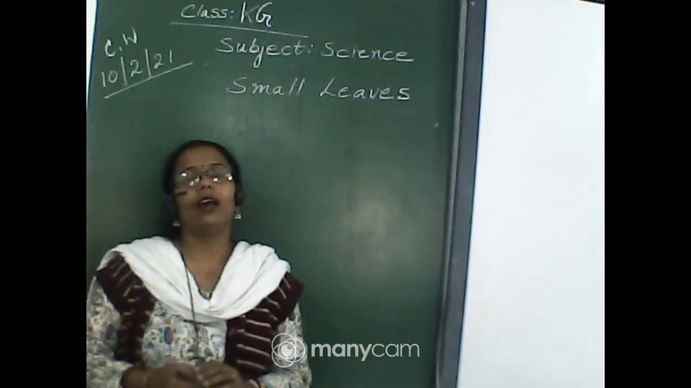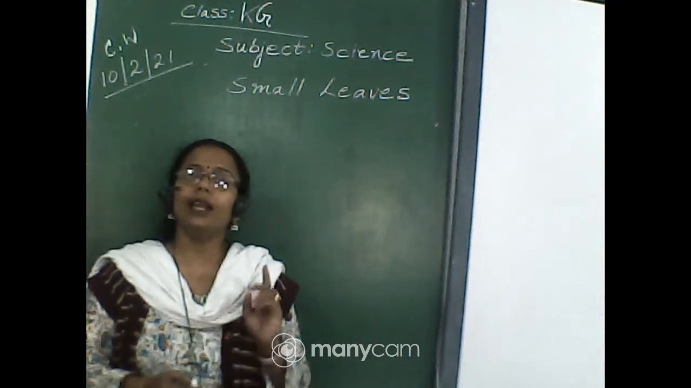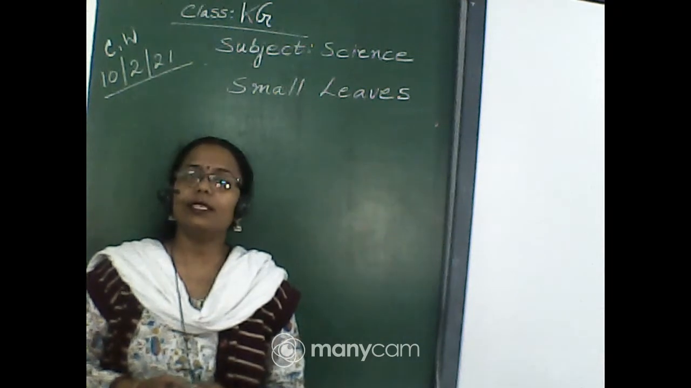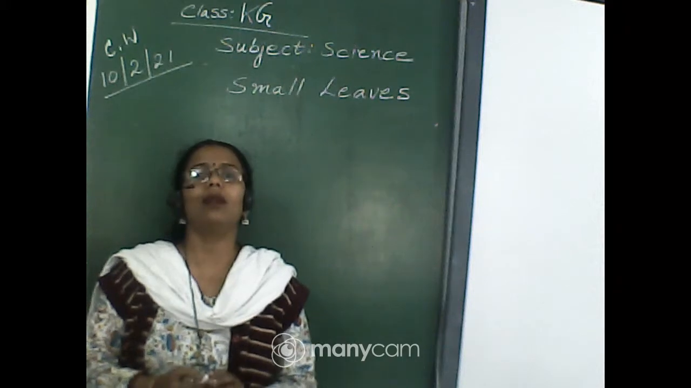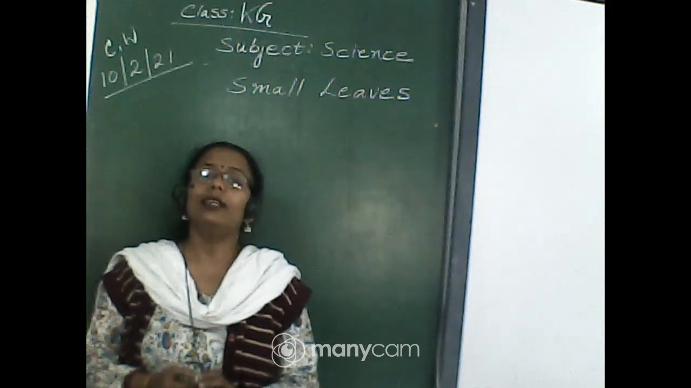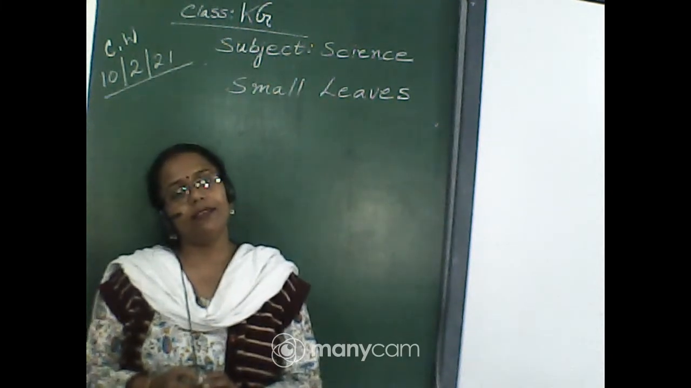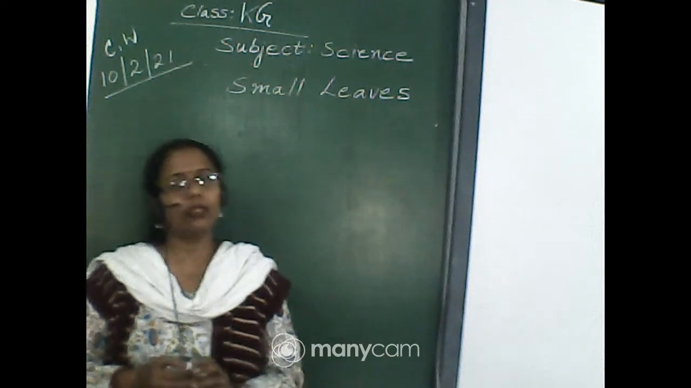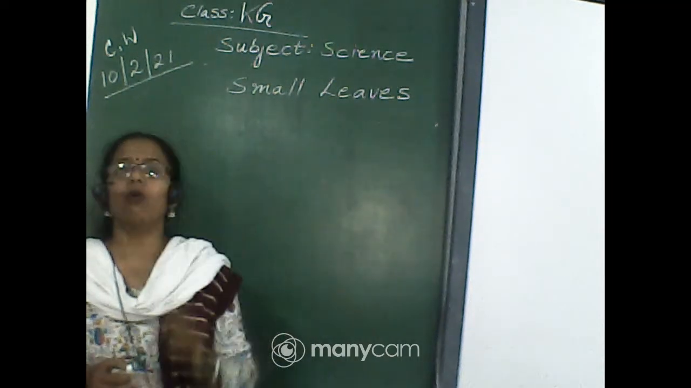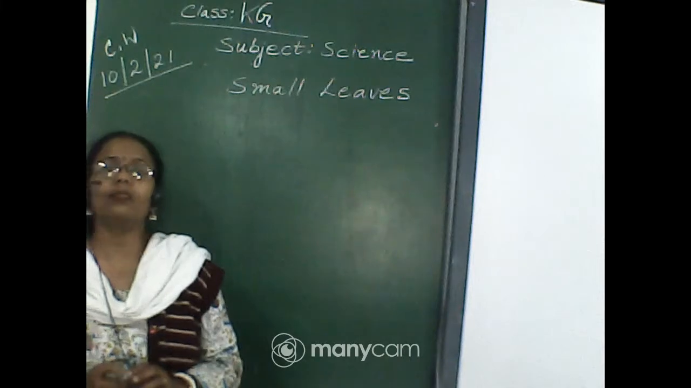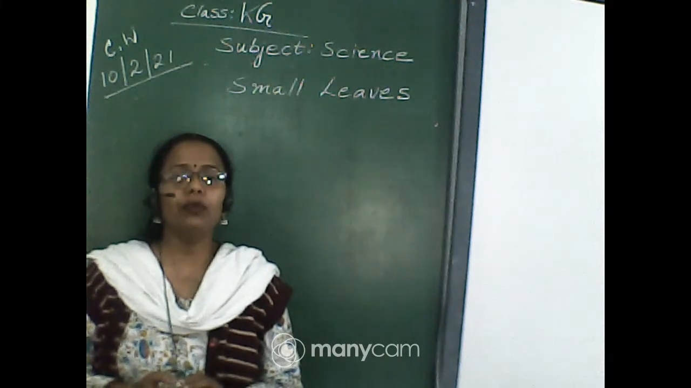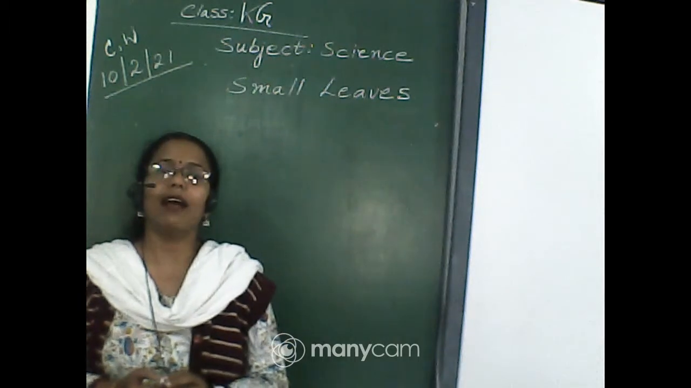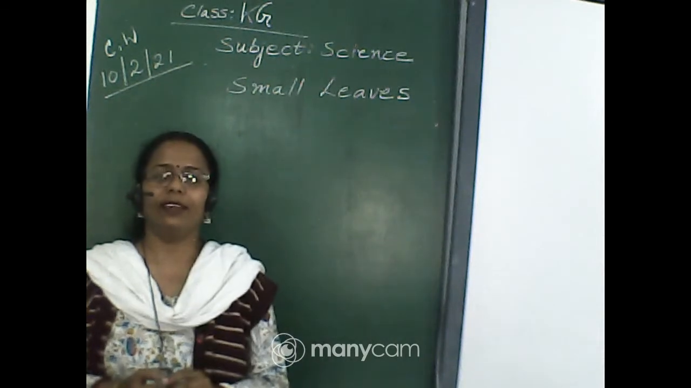First of all, shrubs like tulsi. The tulsi plant, which is also known as the basil plant, has a small leaf, right? Everyone has seen the tulsi plant, so they have small leaves. Next comes the rose leaf. Yes, beautiful roses have small leaves.